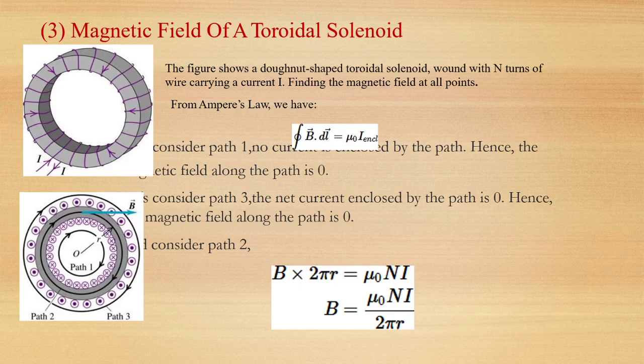Now let us consider path 3. Net current enclosed by the path is 0, so the magnetic field along the path is 0. When we consider path 2, B into 2 pi r is mu naught N I, that is B is equal to mu naught N I by 2 pi r.